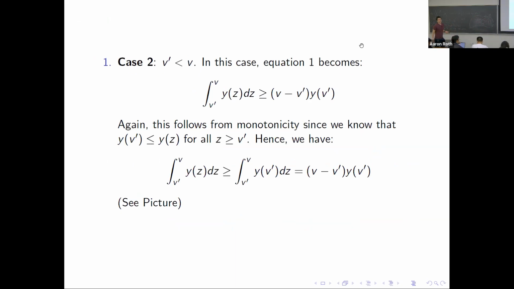If v prime is less than v, the thing we need to do simplifies a little bit differently. Now, the integral from your lower misreport to your higher true value of your public value summarization function at these bids z you could have made in between, this should actually be bigger than v minus v prime times your public value for misreporting at v prime. Okay, so let's just draw this picture a little bit differently now.